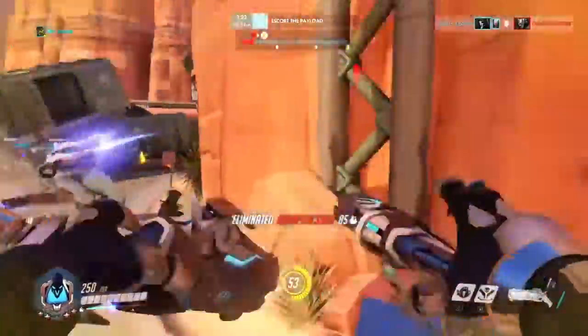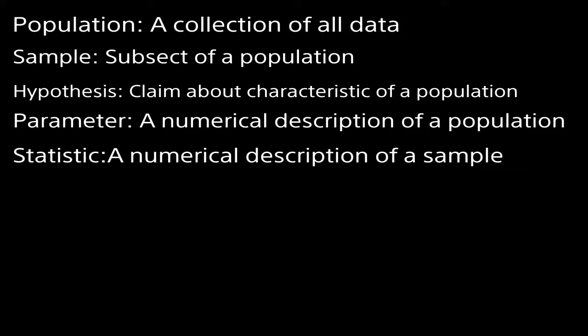Some of the key vocabulary is population, which is a group of data. It's like a lot of it, right? A sample is a subset of a population, so it's like one piece of data in a population. Then there's a parameter, which is a numerical description of a population. And there's a statistic, which is a numerical description of a sample. The last thing is a hypothesis, which is a claim about a characteristic of a population.